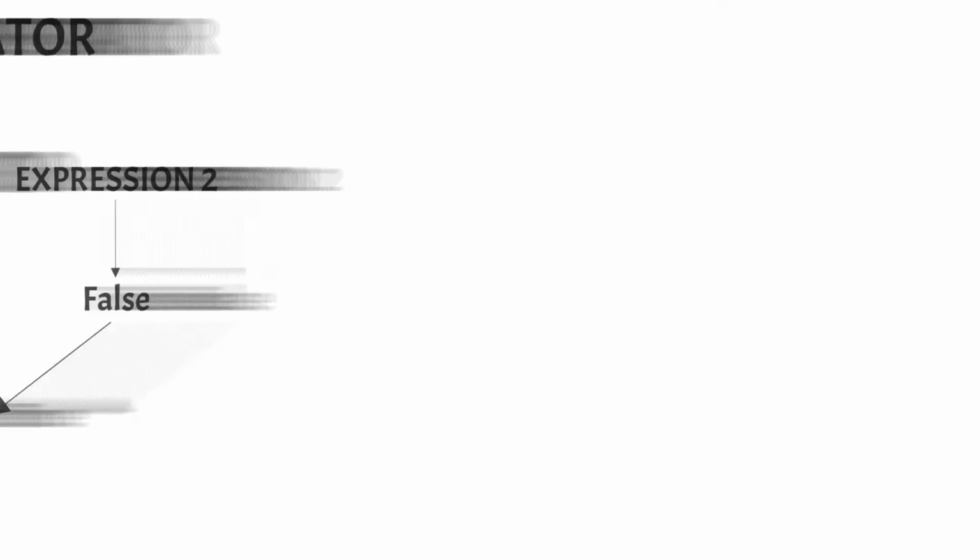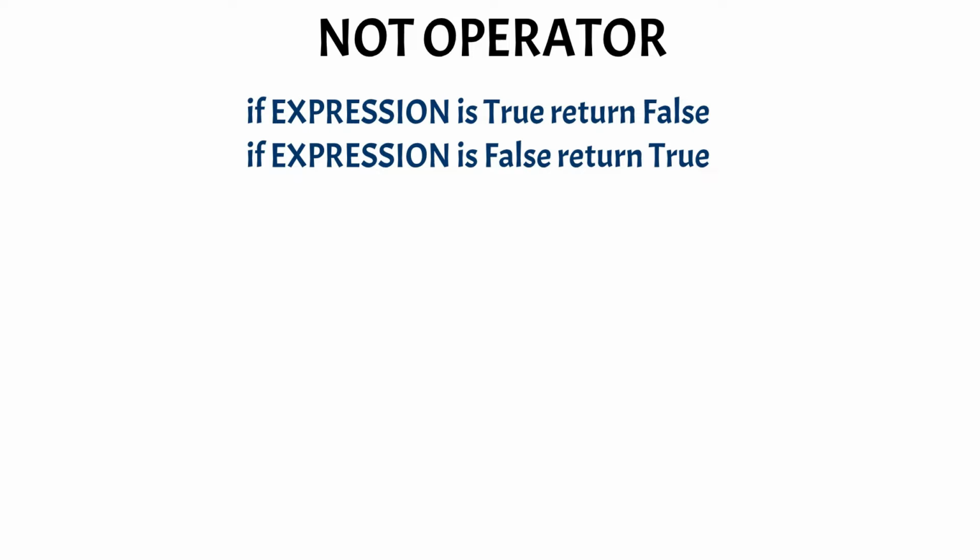And now the last operator is the not operator. The not operator simply means that it will return you the opposite of the result that it has received. So, for example, if you write not and then 3 less than 2, now 3 less than 2 is false, right? Because 3 is greater than 2. So 3 less than 2 is false.